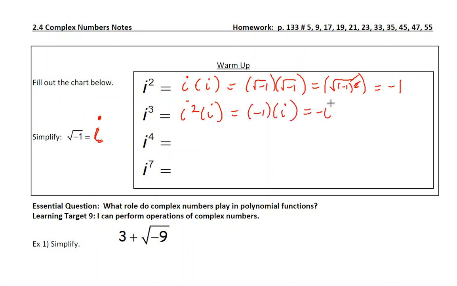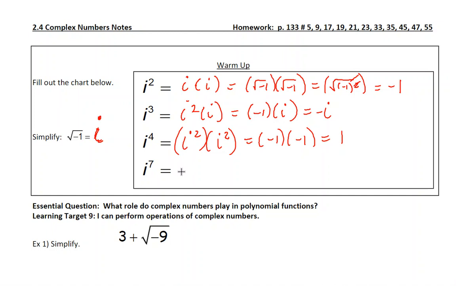i cubed ends up being i squared times i, and so that is -1 times i, which is -i. i to the fourth, I usually break it down into i squared. You can break it down a few different ways, but it's i squared times i squared, which is -1 times -1, which is 1.